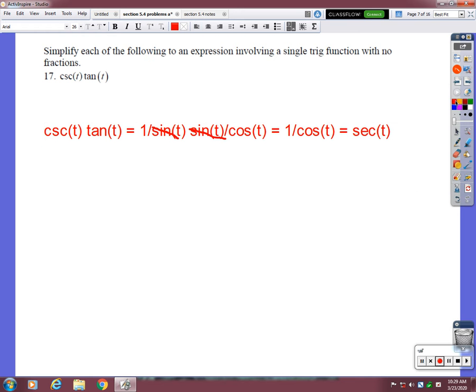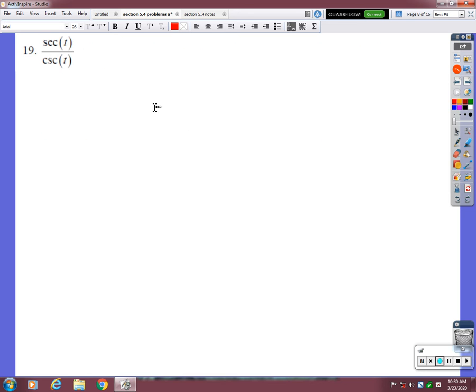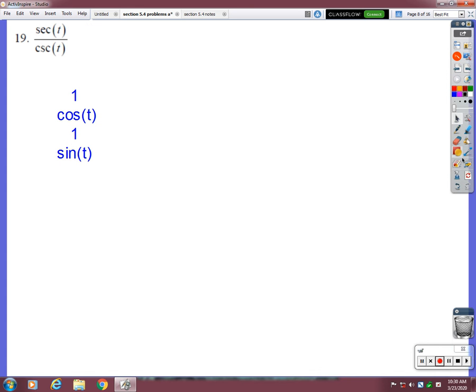Okay, exciting stuff. All right, let's try another one. Let's go secant of t, this time divided by the cosecant of t. So I have to make my fractions a little better here. So that's going to be 1 divided by, secant is 1 over cosine. And then that's all divided by 1 divided by cosecant is 1 over sine. So let me clean that up a little bit so it looks more mathy.